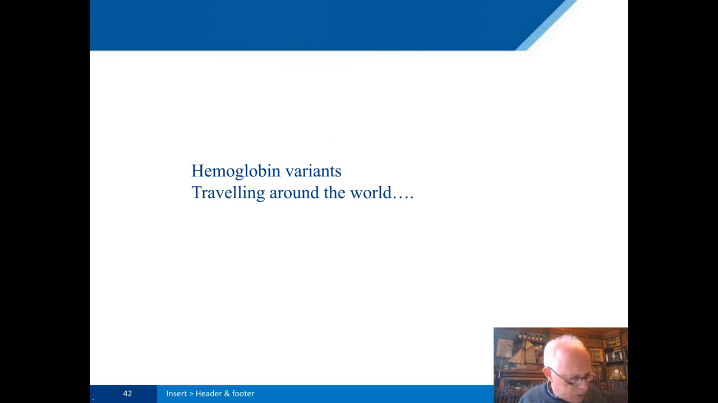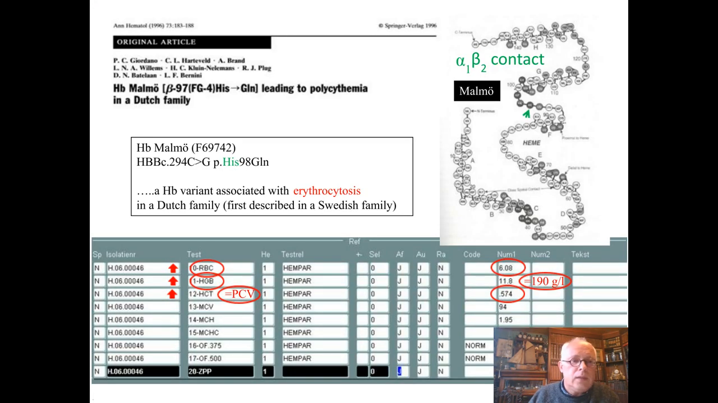Hemoglobin variants sometimes travel around the world. And I would like to show you an example of this one. This is hemoglobin Malmö. Hemoglobin Malmö is a beta variant in which an alpha-1 beta-2 contact is disrupted because of the substitution of a histidine for a glutamine. This goes with the erythrocytosis. And we also have a Dutch family. However, it was firstly described in a Swedish family.